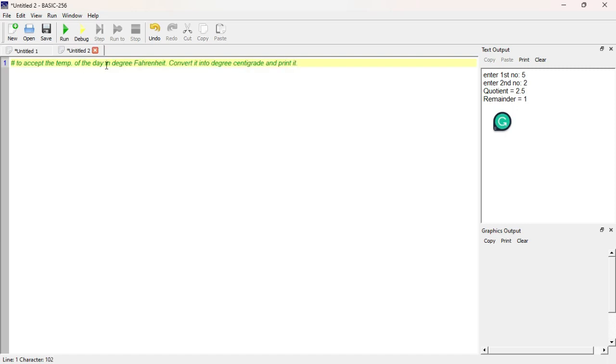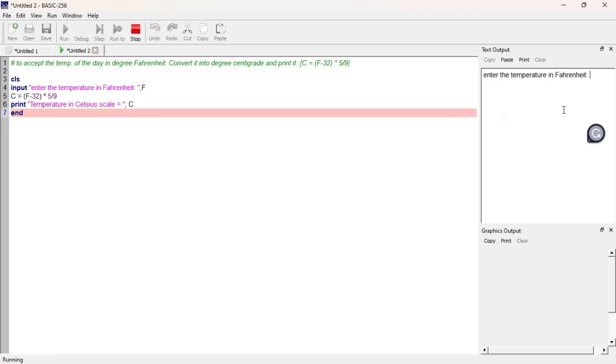To accept the temperature of the day in degrees Fahrenheit, convert it into degrees centigrade, and print it. So what formula we have to use will be given in the question. First we have asked the computer to take the input of the Fahrenheit scale. Then we have written the formula. This is a very short and very easy program.